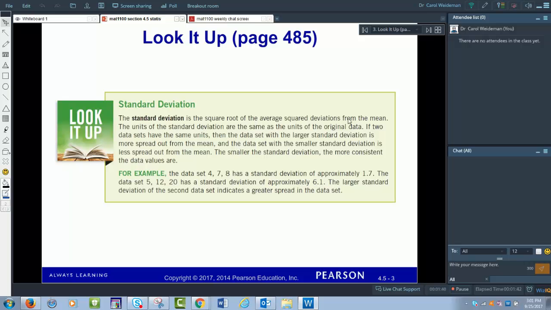And the units of the standard deviation are the same as the units of the original data, which is nice. So if two data sets have the same units, then the data set with the larger standard deviation is more spread out from the mean, and the data set with the smaller standard deviation is less spread out. The smaller the standard deviation, the more consistent or the more tightly clustered the data values are.